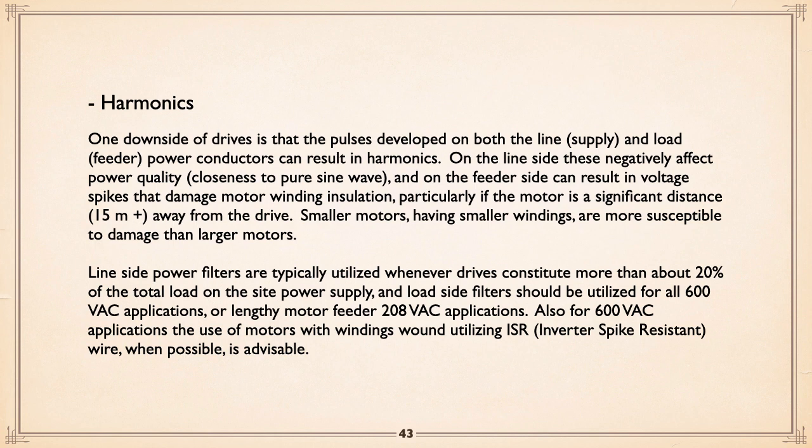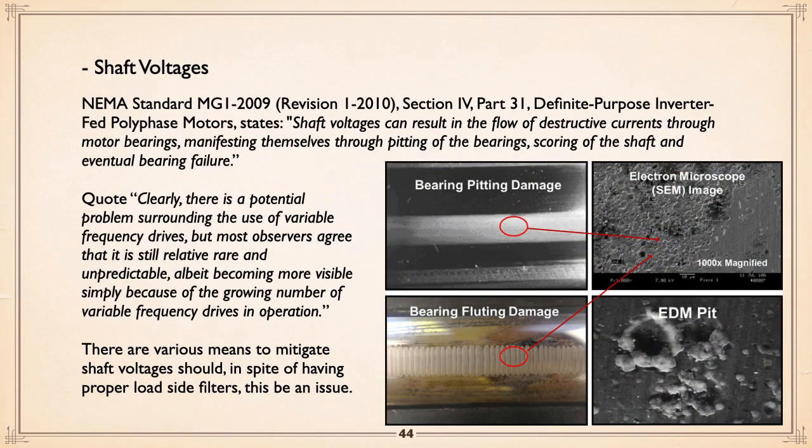Also at 600 volt, motors should have ISR, or inverter spike resistant wiring, advised. We'll get into that when we get talking about motors. Shaft voltage, you hear the talk about shaft voltage, and I'll let you read through all this and it'll tell you. Basically, the situation is, in most cases, you won't see it, but it can occur, and it's very difficult to eliminate. It is probably not worth the gamble.